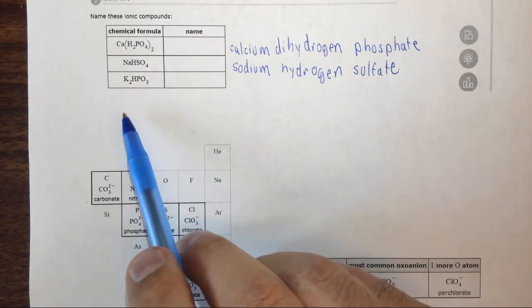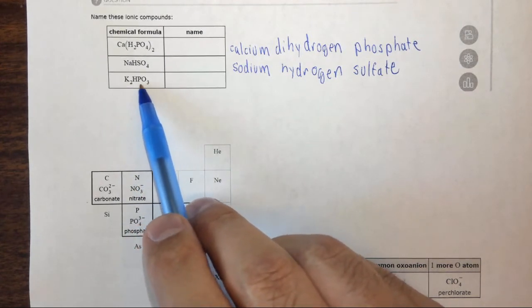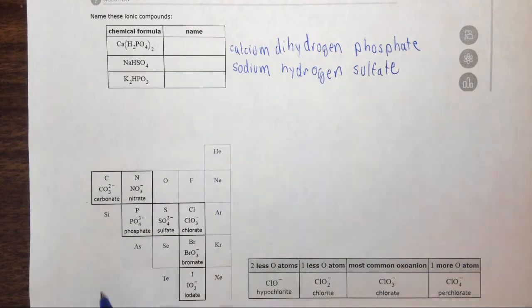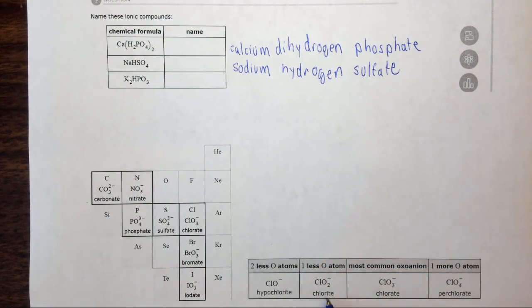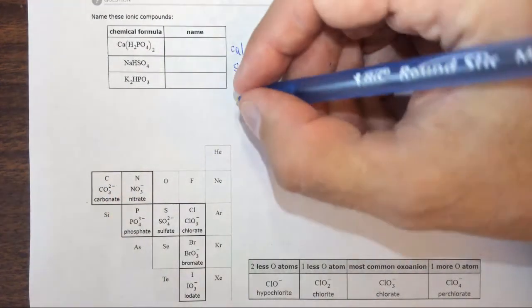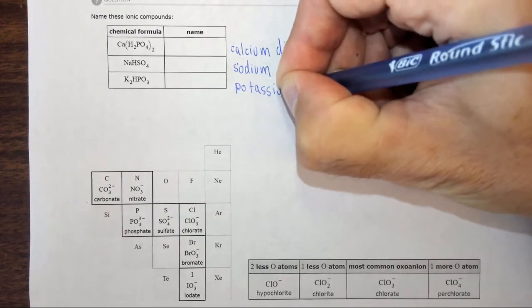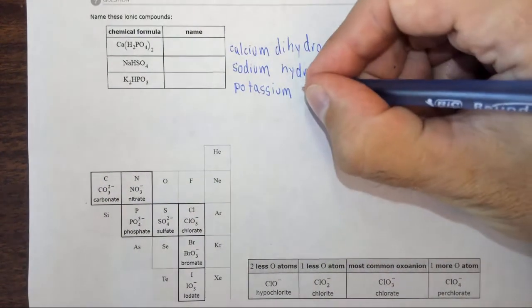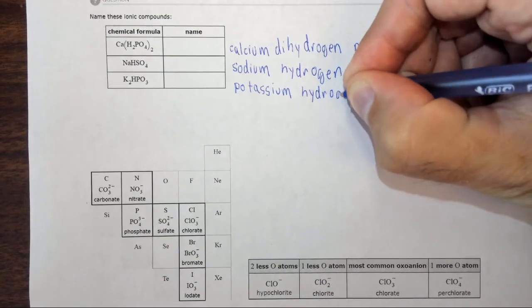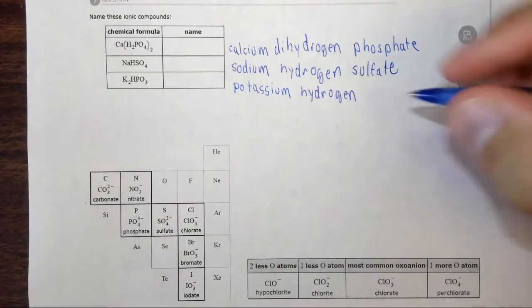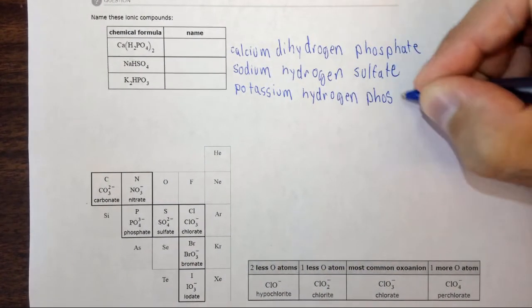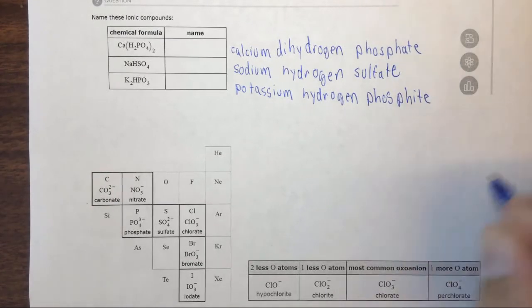In this case, we have to identify the oxyanion, and it's PO3. Note that PO3 is phosphate, or excuse me, PO4 is phosphate, so PO3 has one less oxygen, so it must be phosphite. So this one is called potassium. Notice you do not use di for potassium, only for hydrogen. But in this case, there's only one, so just one hydrogen. Potassium, hydrogen, phosphite is the name of this.